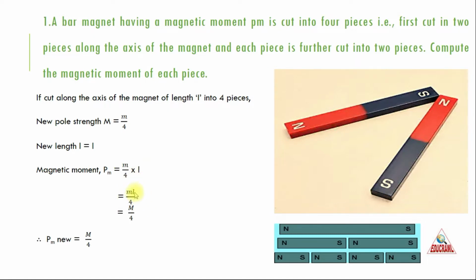mL is nothing but the original magnetic moment. The product of pole strength and the length is called the magnetic moment. So m and L give the original magnetic moment of the magnet before cutting. So mL is replaced by capital M. The new magnetic moment is equal to M by 4.